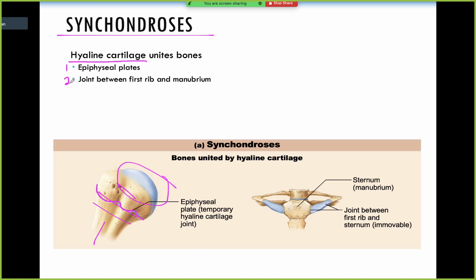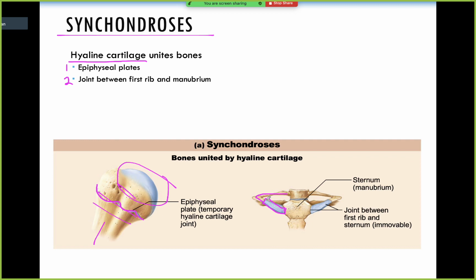The second one is going to be specifically the joint between the rib and the manubrium. There is only one rib that connects to the manubrium, and it is rib number 1. It is connected using hyaline cartilage and is called a synchondroses.